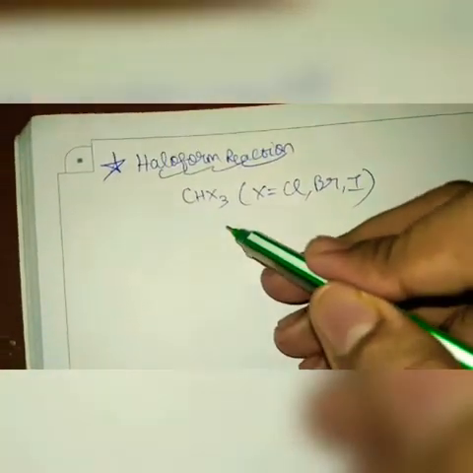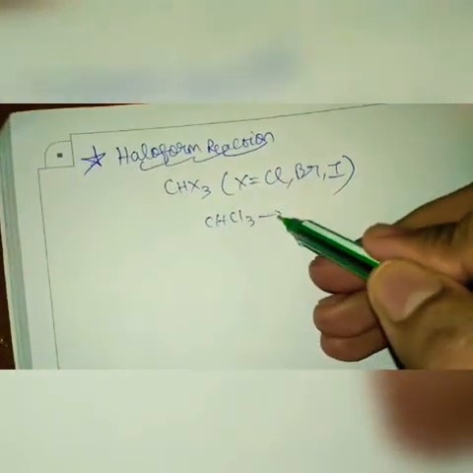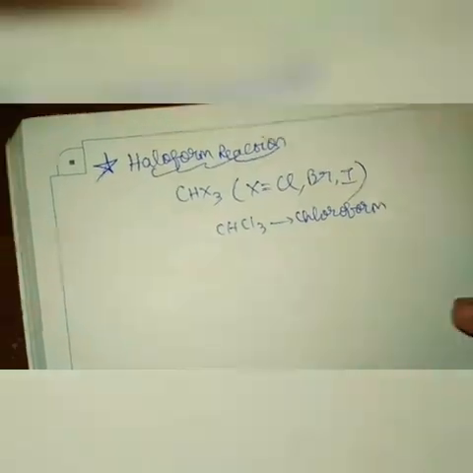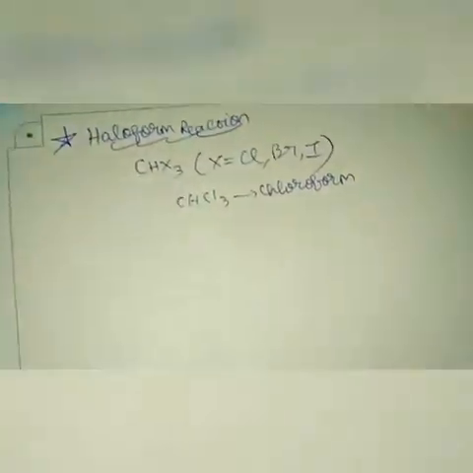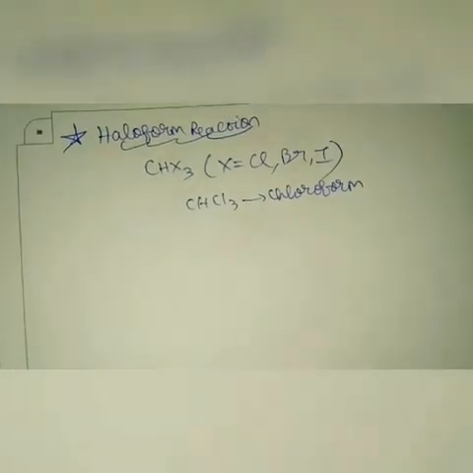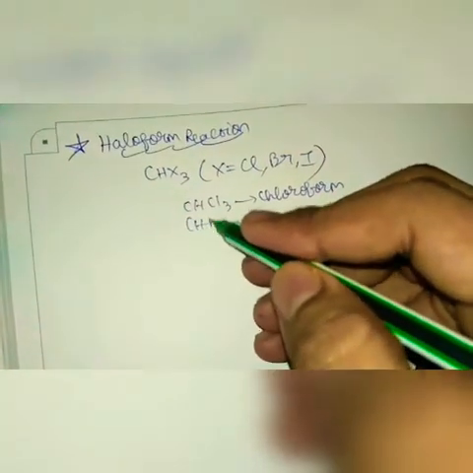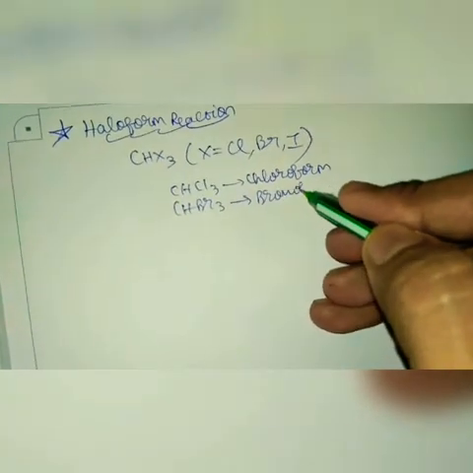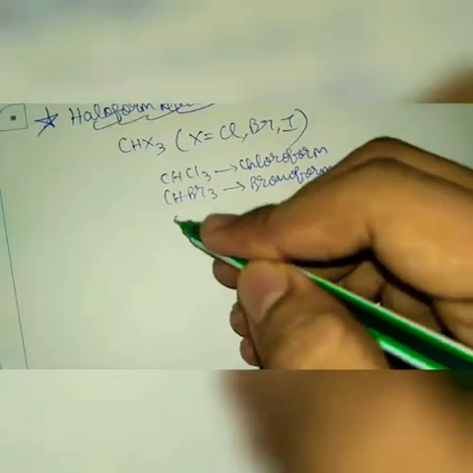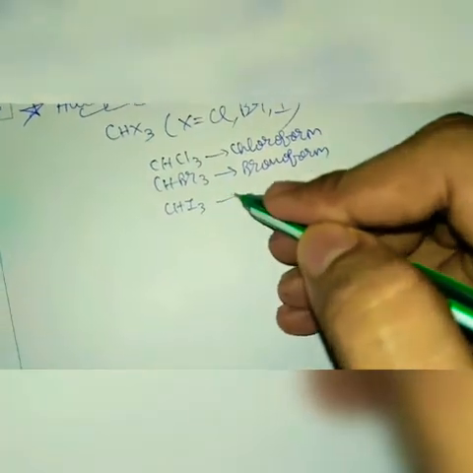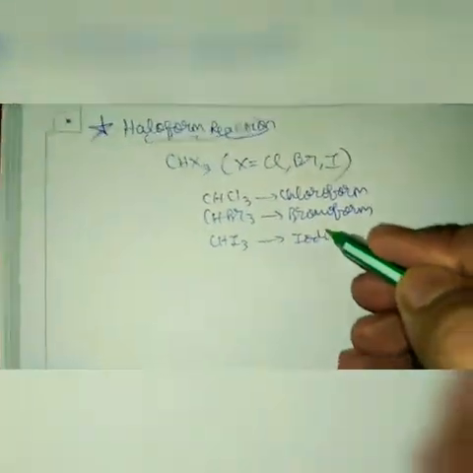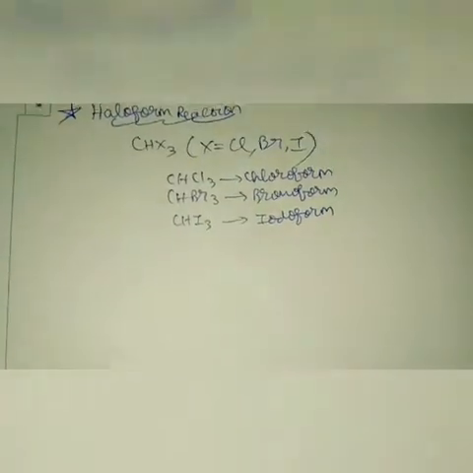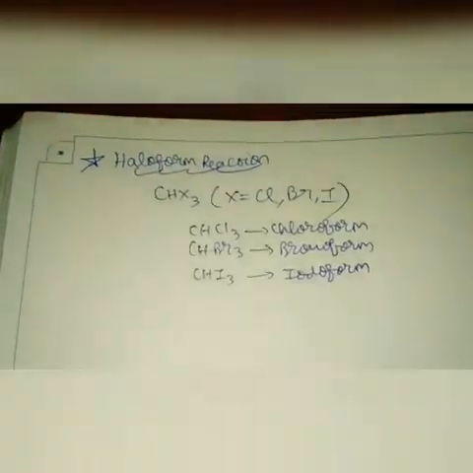So CHCl3 is chloroform, which is most poisonous in the way that you can be unconscious when you smell it. CHBr3 is bromoform. CHI3 is iodoform. So these are the haloforms we study here.